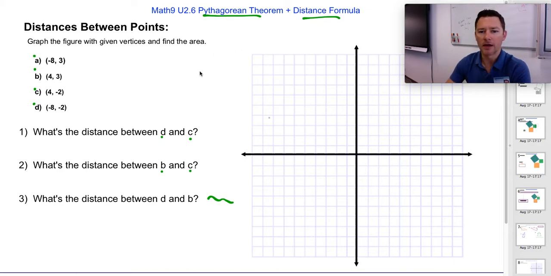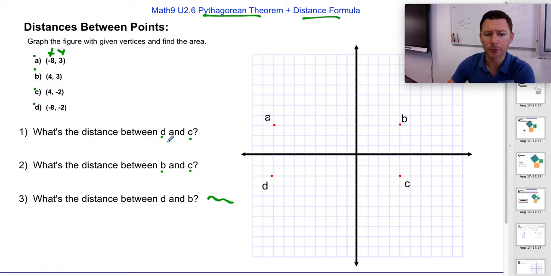All right, so if you plotted that, they look like this. They're somewhere around here. There we go. A is here. It's negative 8 in the x and 3 in the y, so you go backwards 8 and up 3. C is forwards 4 and up 3, B is 4, negative 2, sorry, and D is negative 8, negative 2. So they should look like that.